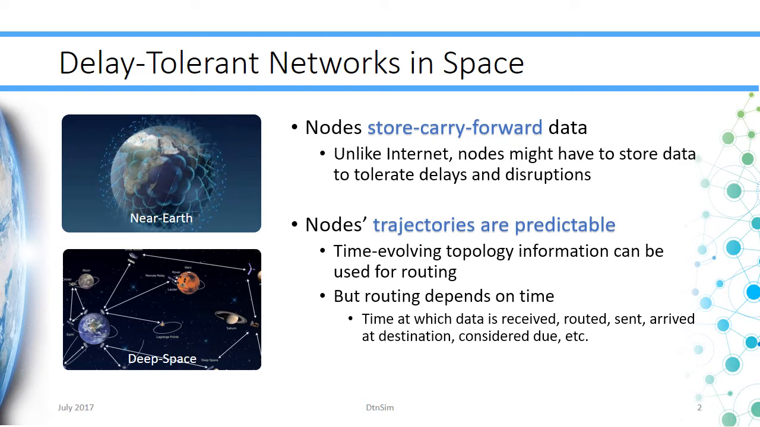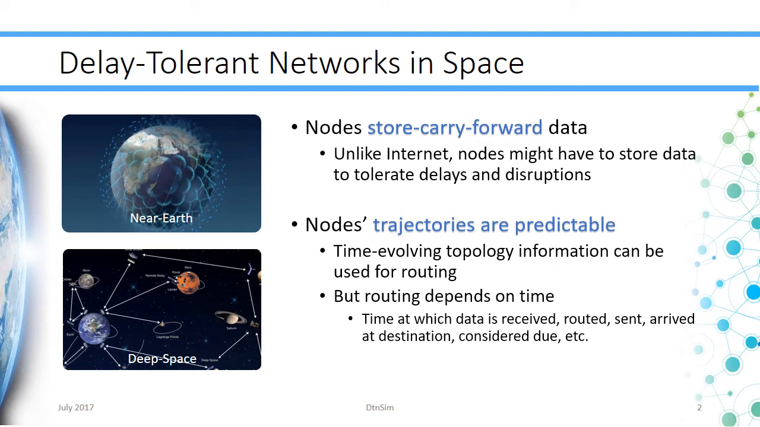In delay tolerant networks, data no longer flows instantaneously end-to-end as done by the Internet, but instead, nodes in the network can store data temporarily in order to overcome disruptions and tolerate delays. For instance, to await confirmation from the next hop, data cannot be deleted locally until this confirmation arrives. So in the end, in DTN, data flows in a store, carry, and forward fashion. And nodes in these networks might have to store data to tolerate delays and disruptions.